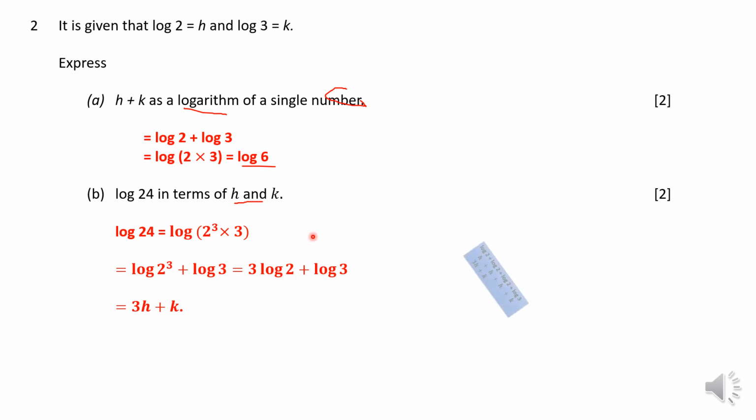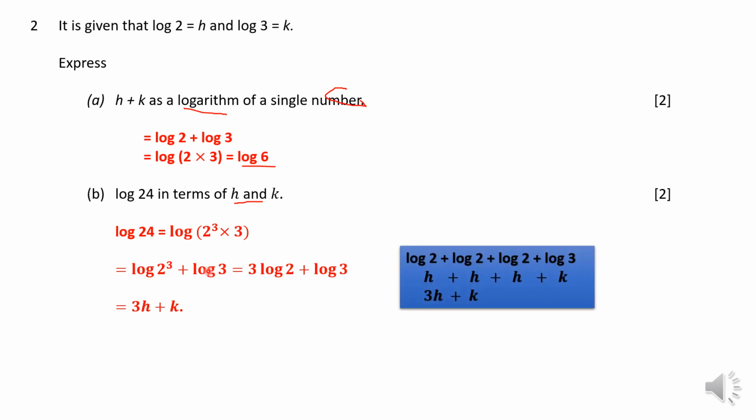Ultimately, you can also follow a different pattern where log 2 cubed can be written as log 2 plus log 2 plus log 2 plus log 3. And when you add these like terms, in terms of h, that gives you 3h plus k. So you do get the same answer, whatever method you use there.